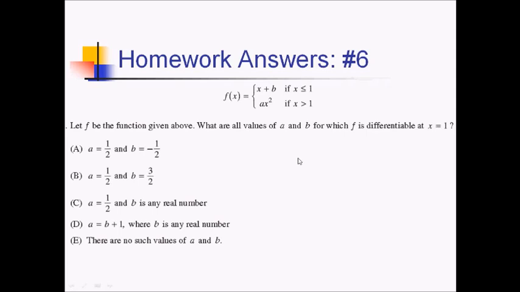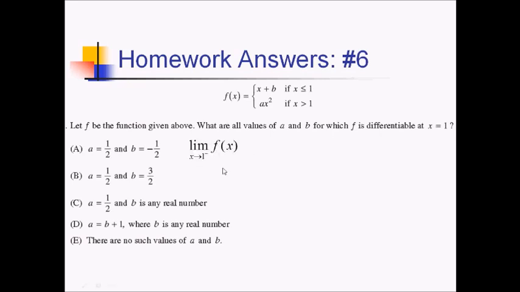So we're basically going to pretend we're proving differentiability at 1, and that's going to give us some equations that we can use to solve for a and b. So let's do continuity first. That's the first part of a differentiability proof. So we're going to show that the left and right side limits and the function value all match up.